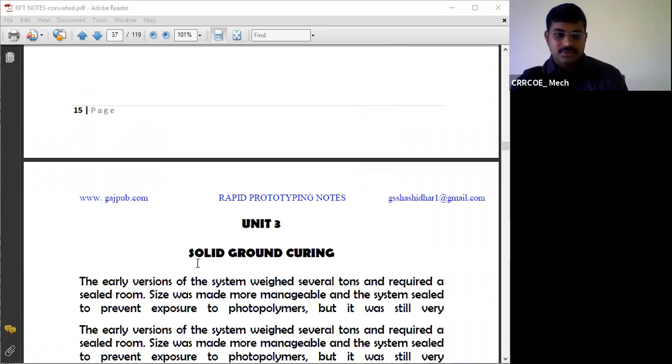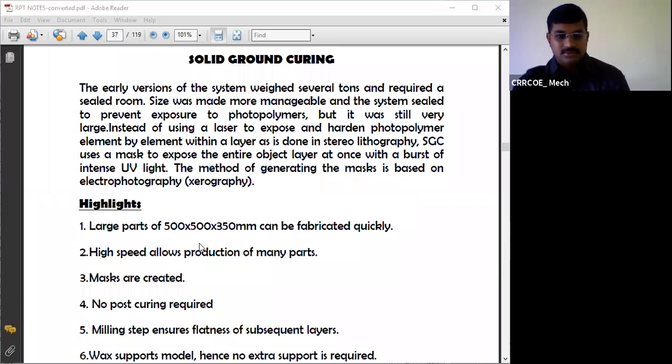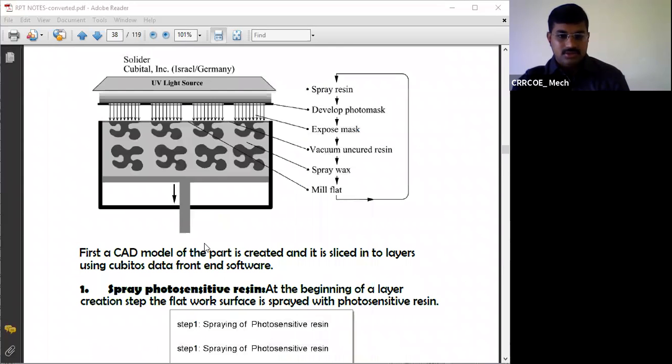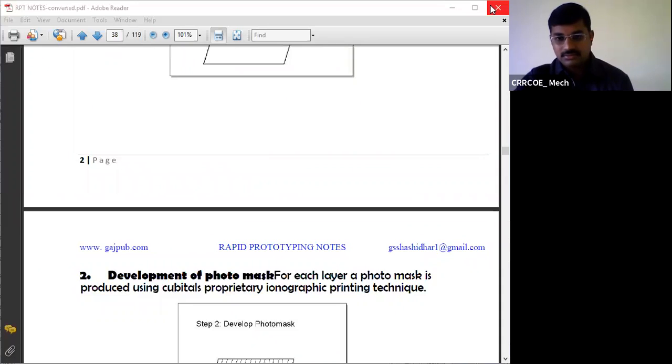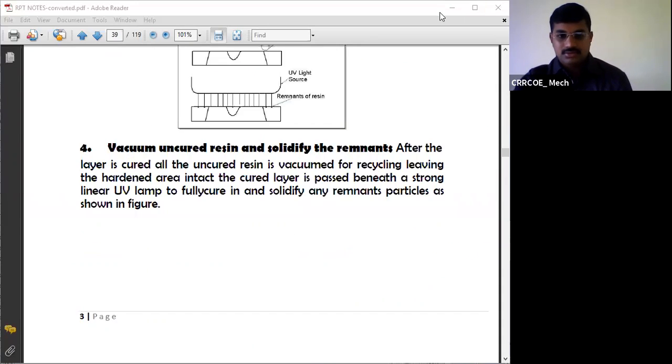Next, solid ground curing. This is also a liquid based rapid prototyping technique. So go through these notes. Just now I will forward them to you. If you have any doubts, you can ask. Okay, let me end the session.